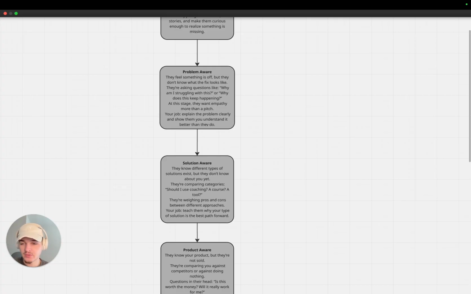And honestly, instead of just teaching them, what I found to be the most effective is literally showing them that your product is the most effective and comparing it against some of the other solutions in the market. So just showing, not telling here. So that's the case for solution aware.